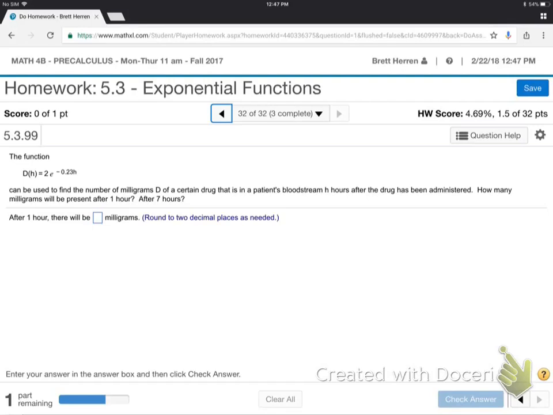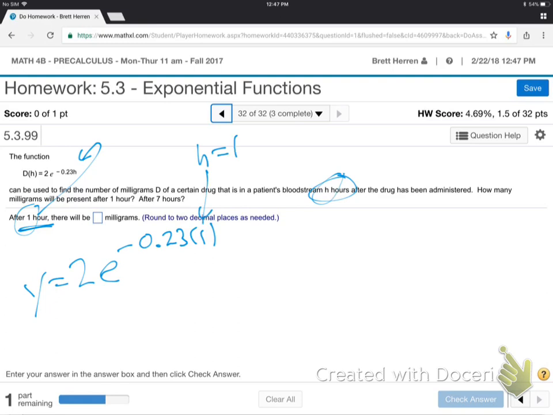Which can be used to find the number of milligrams of a certain drug that is in a patient's bloodstream 8 hours after the drug has been administered. How many milligrams would there be after 1 hour? Hours, it says right here, is H. Oh, so that's easy. Just plug in 1. 2e to the minus 0.23 times 1. Hit the buttons on your calculator. That's all it is. Did you guys see what I did there? They just said 1 hour. They said H is hours. So right there I put in H equals 1. And then just hit the buttons on your calculator on that one.